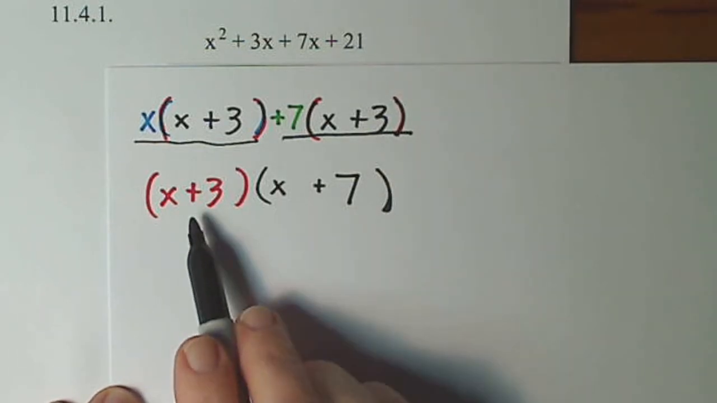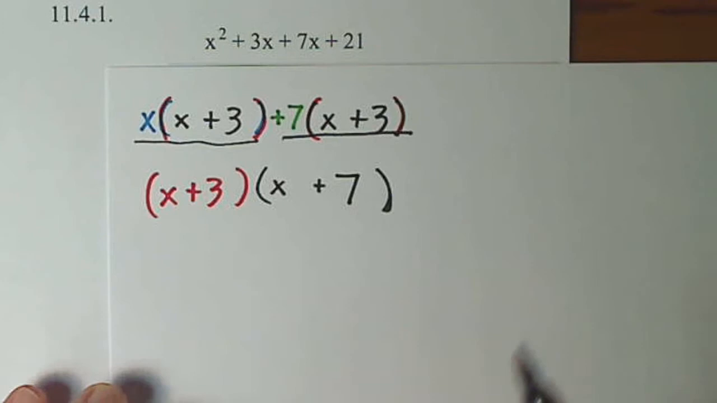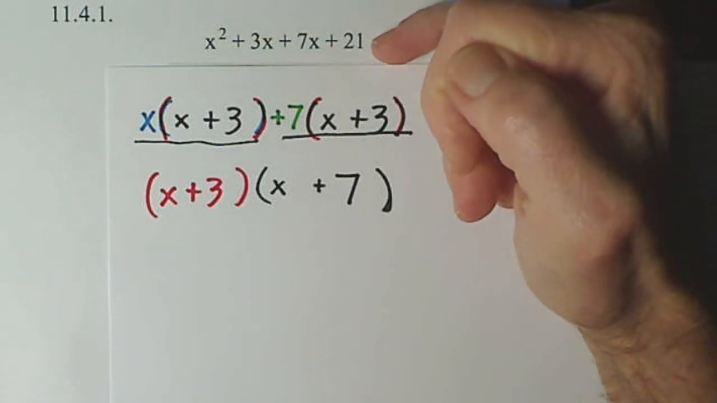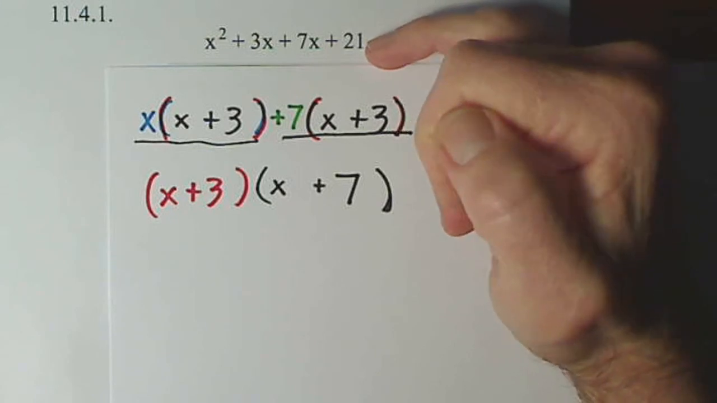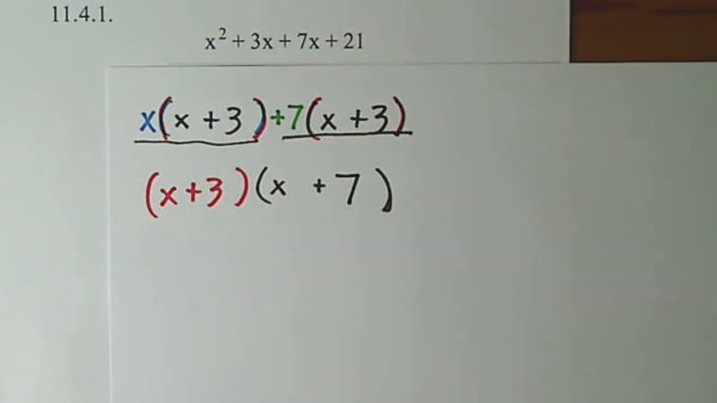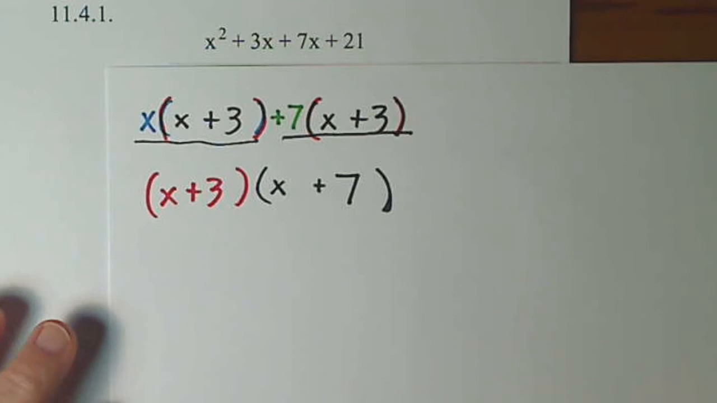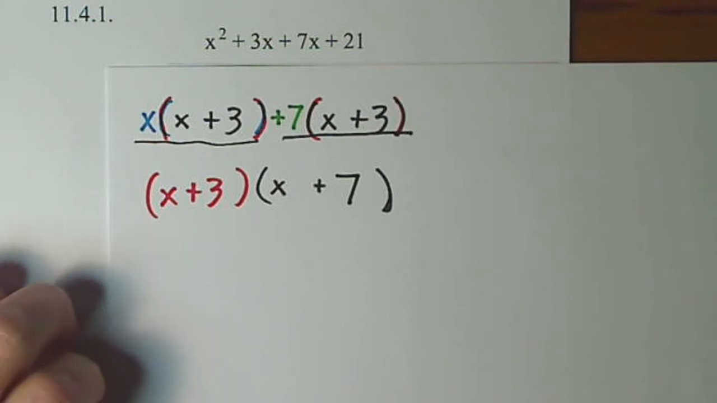If you multiply x plus 3 times x plus 7, some people say use FOIL, you will get the original polynomial. It might be rearranged slightly, but it will be the same values. Okay, I'll solve this again using the box method. So I'm going to remove this.